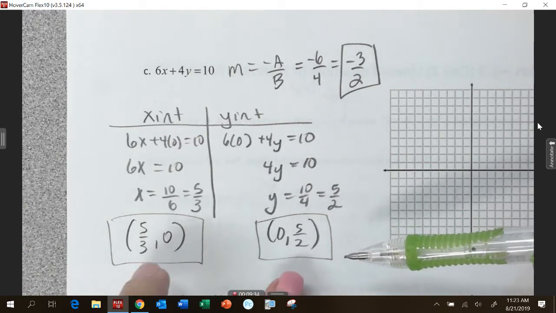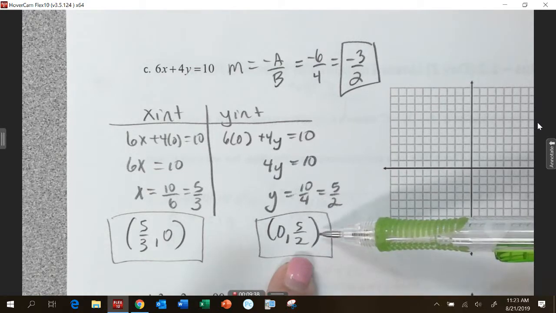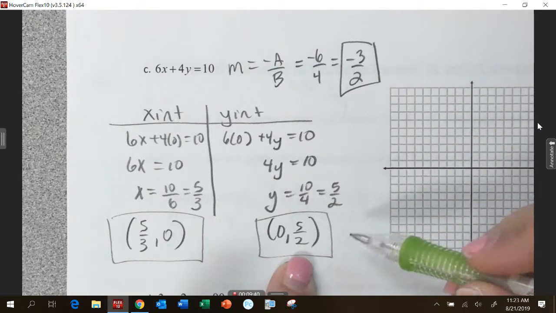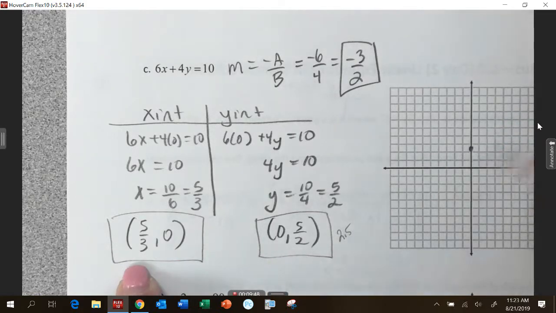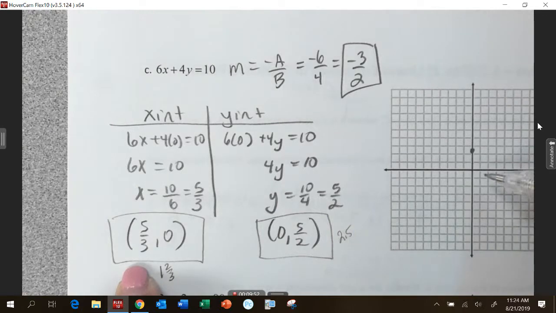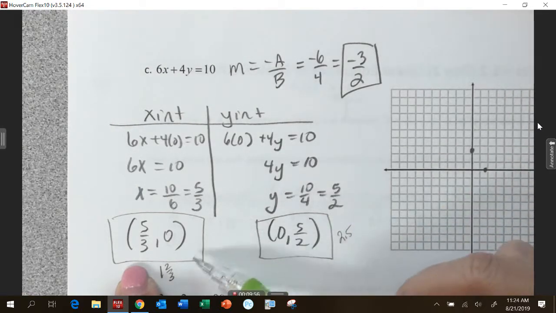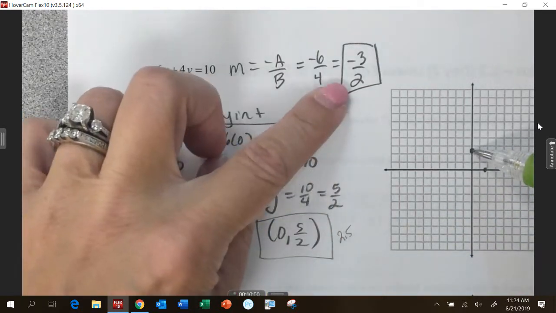When I look at my two fractions here, which one's easier to graph? 5/2, that's what, 2.5? So that's on the y-axis, 2.5. I can graph, this is like 1 2/3. I can approximate it, 1 2/3. I'm not going to be that accurate. Because I'm really not that accurate with the x-intercept, I'm going to use just the y-intercept and my slope.